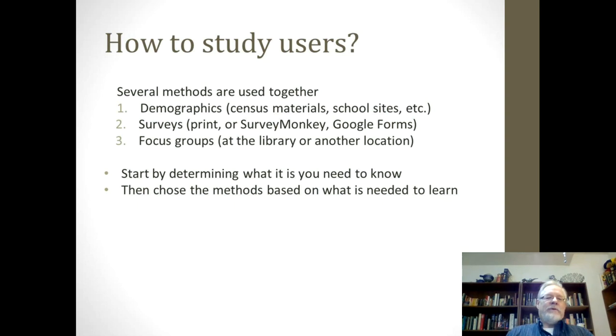Universities, more than anyone, will often give that type of information on the web. Another thing that you need to consider are surveys, print surveys, different types of programs like SurveyMonkey, Google Forms. I've used all of them, but mostly I've used SurveyMonkey or Google Forms. And then, of course, there's focus groups.